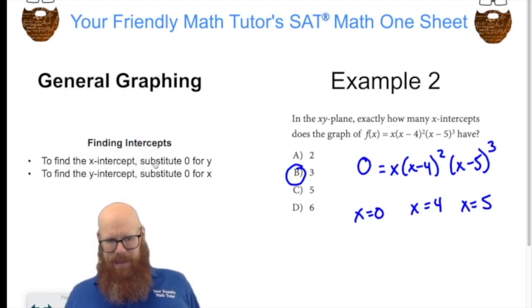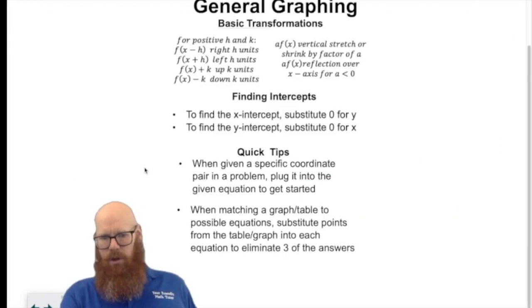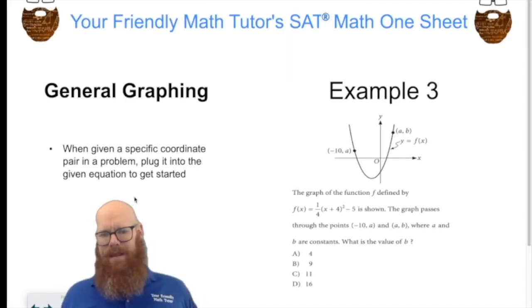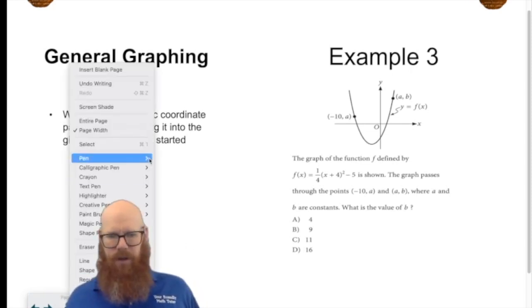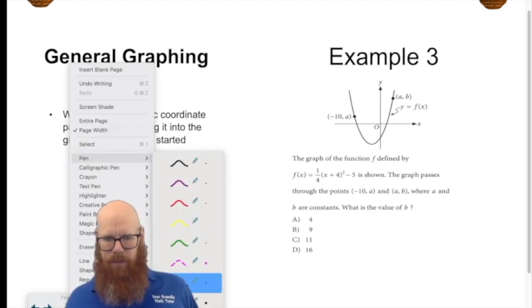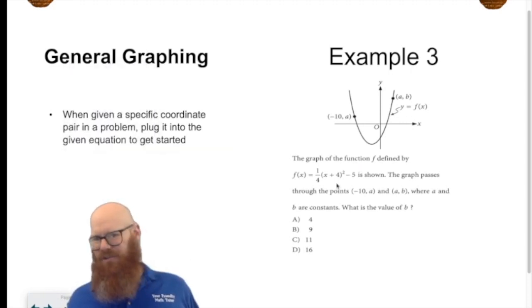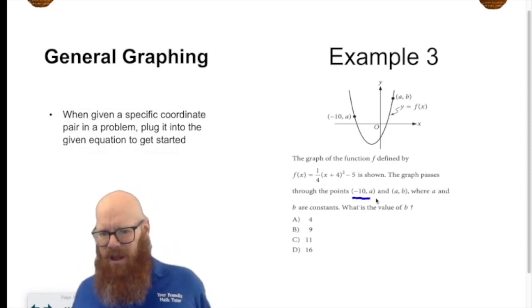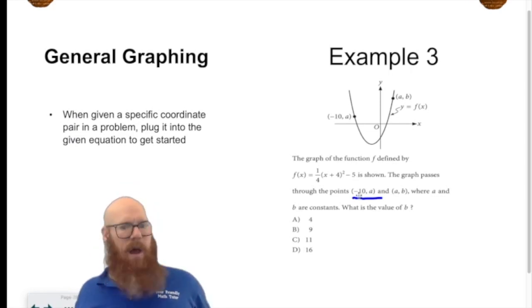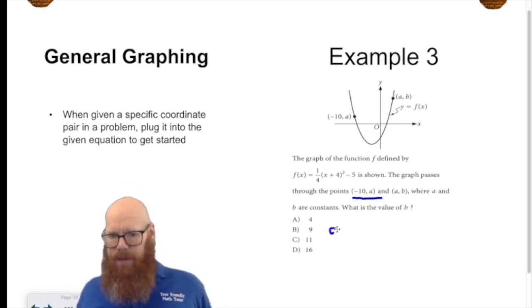Now let's keep going, and we're going to take a look at some quick tips. So the first quick tip is, when given a specific coordinate pair in a problem, just plug it into the given equation to get started. So for instance, in this problem, they give us a graph, they give us an equation, there's kind of a lot going on. But what I would do, just to get started, look at this. They give me a coordinate, I'm just going to plug it in. So a becomes y, and x becomes -10.